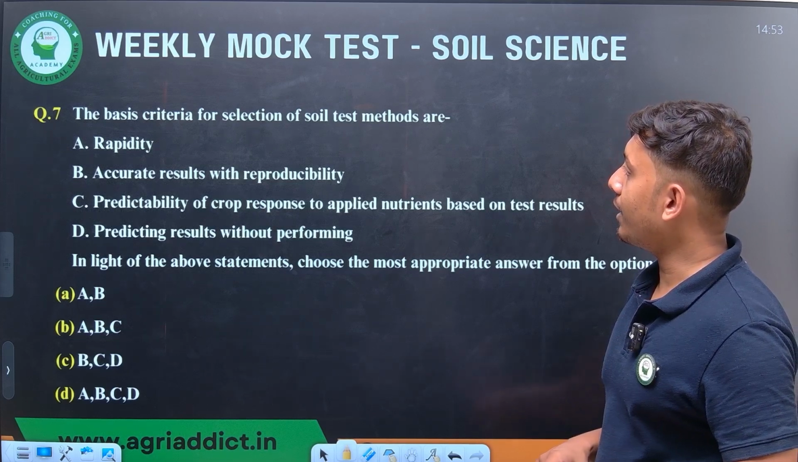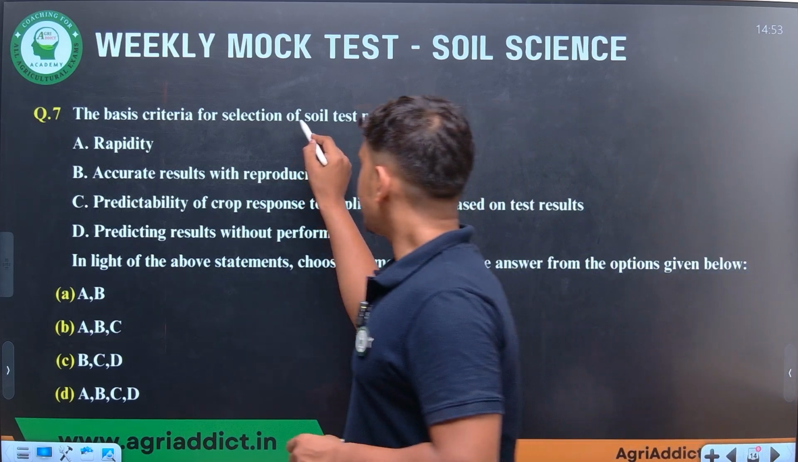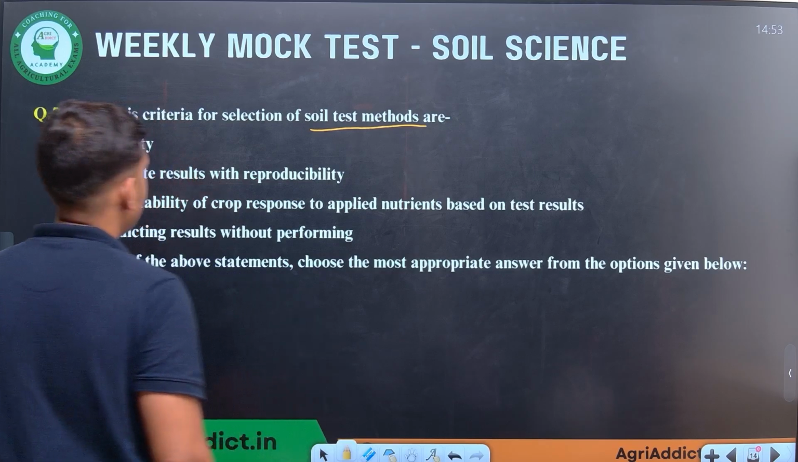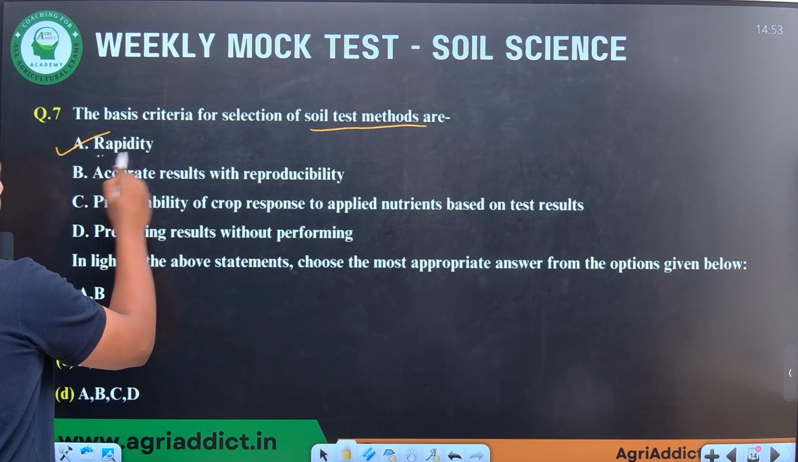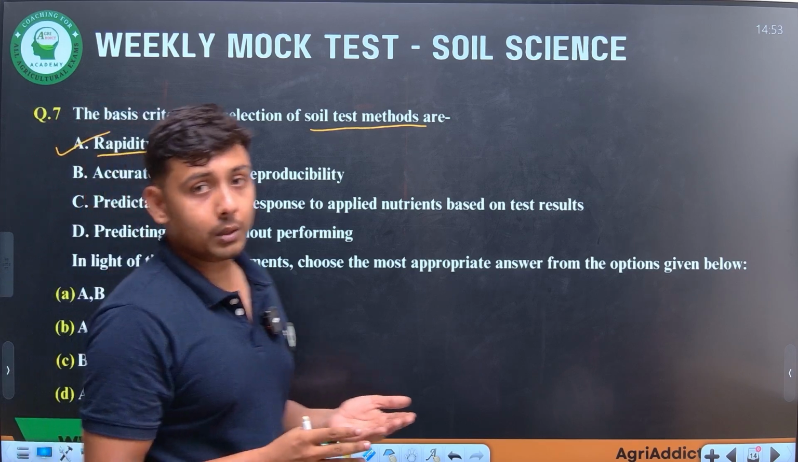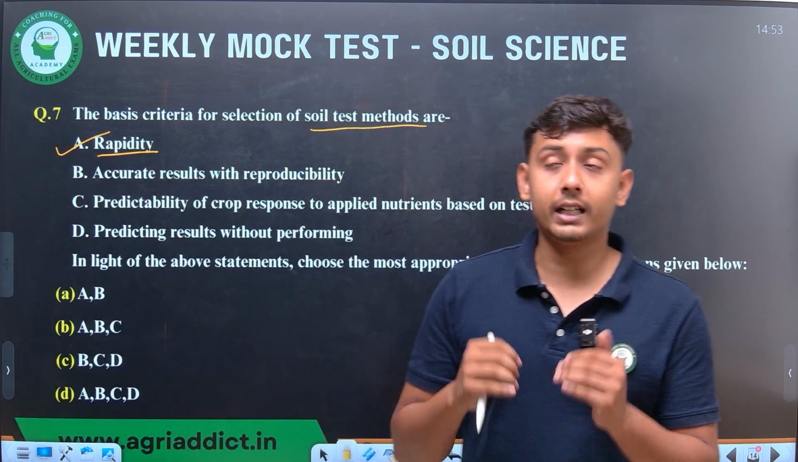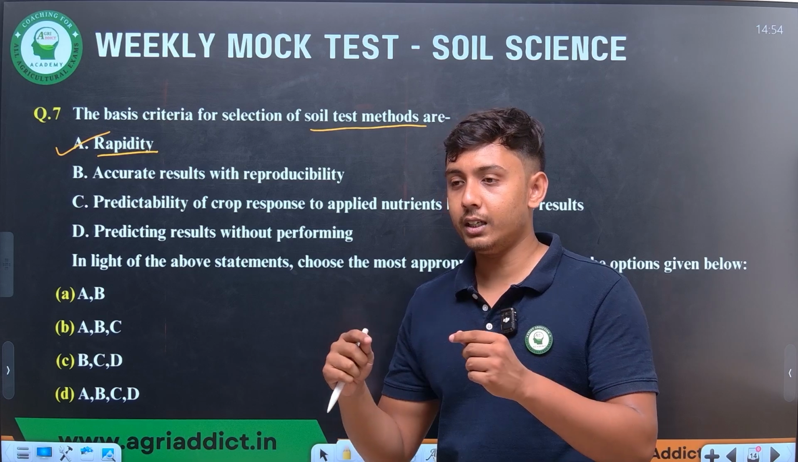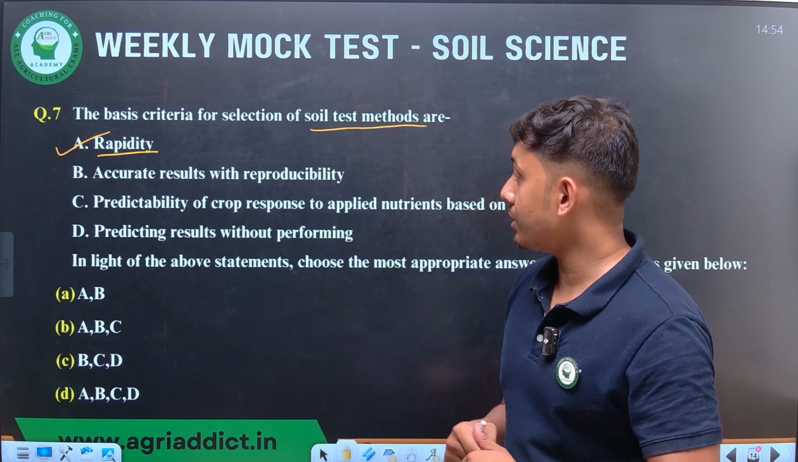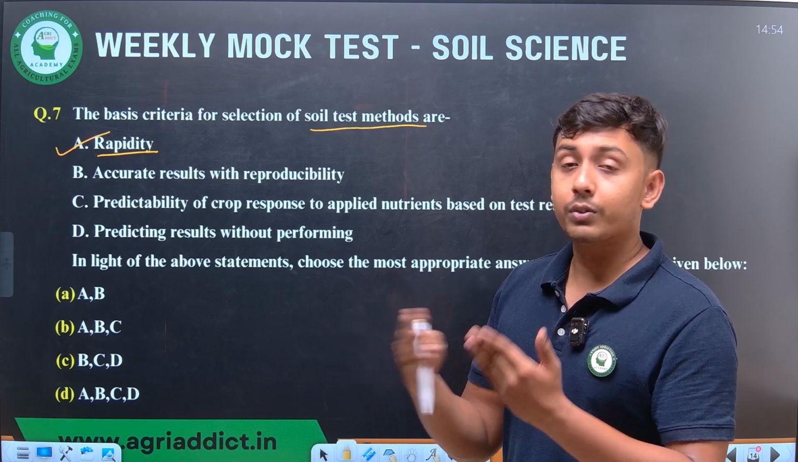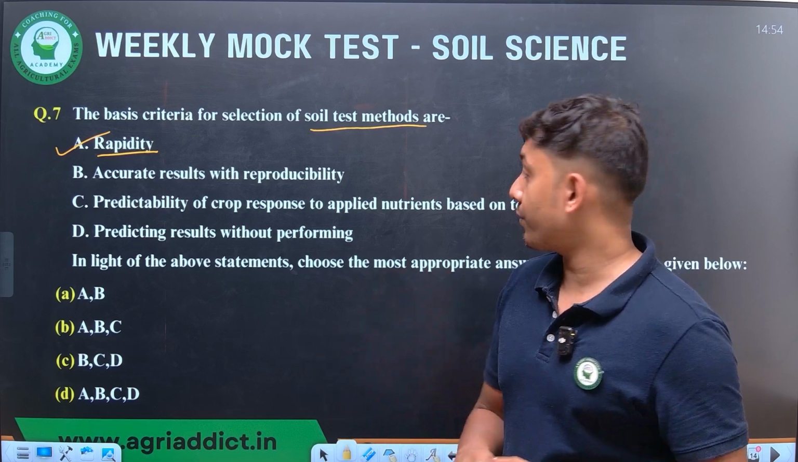Then the basic criteria for the selection of soil test methods. So what are the criteria? Let's see, that is the rapidity. That means the soil testing will be done in a short time, so we can advise or recommend any fertilizer doses to the farmers and for any experimental fields.